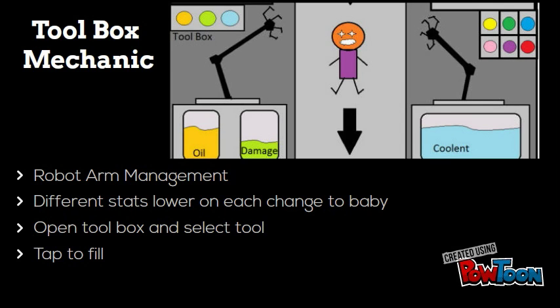Players will tap on the toolbox to open it and 3 tools will be available. The oil can is used for the oil meter, the duct tape is used for the damage meter, and the coolant bottle is used for the coolant tank. After choosing a tool, players will tap repetitively on the meter to refill them as much as they can while working on and in between each baby.